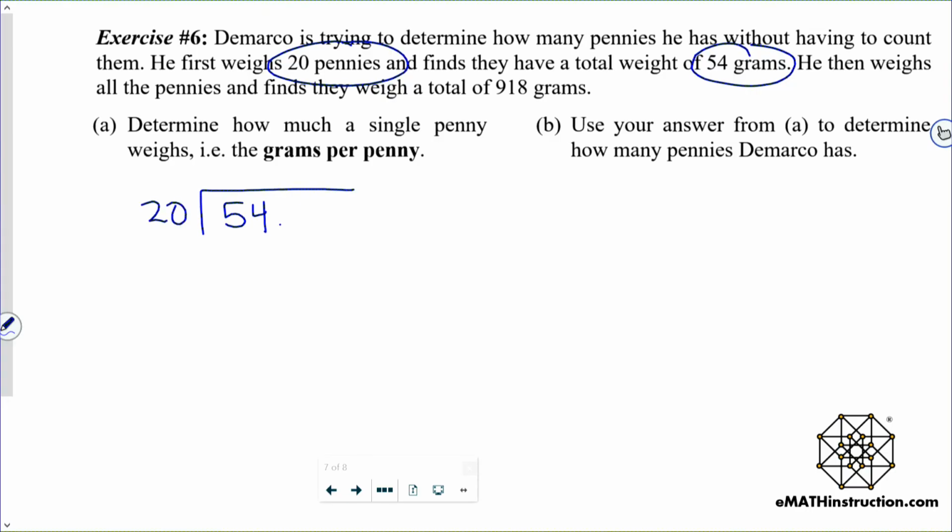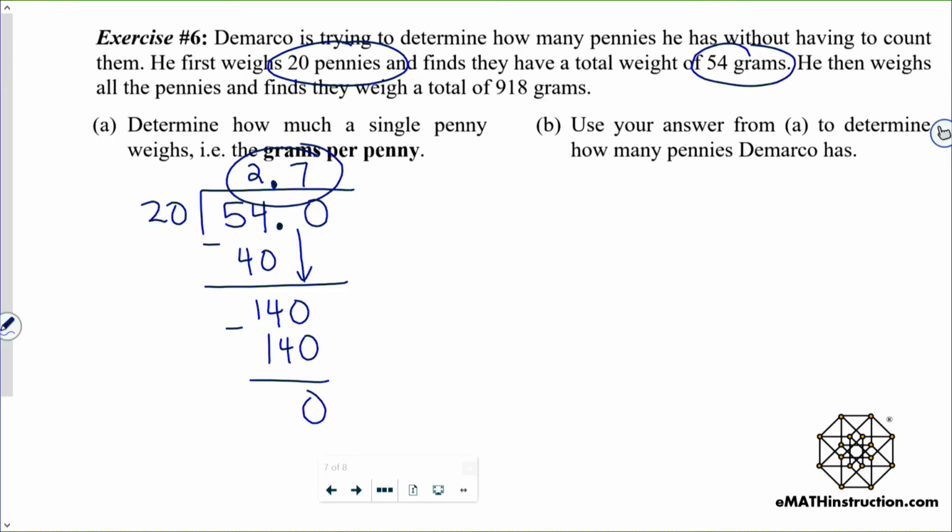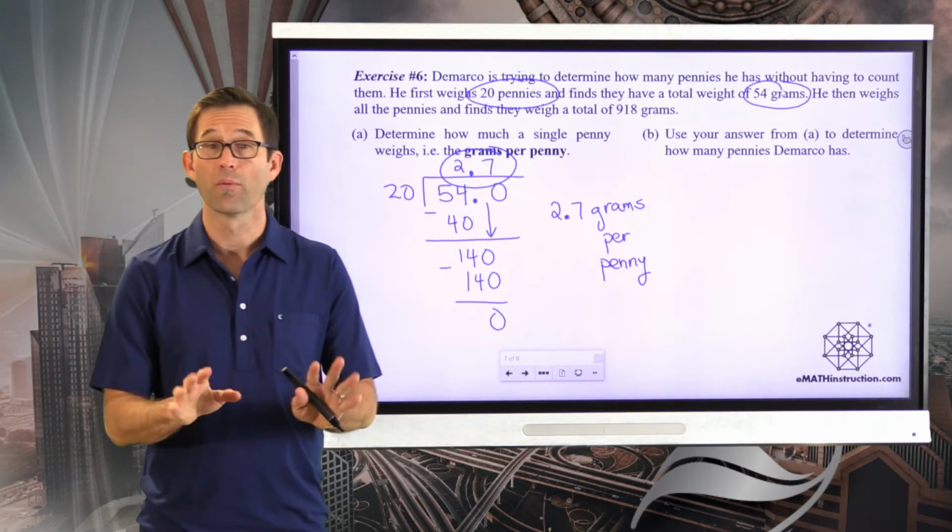So for our first place with decimals, I'm going to put a little 0.0 there. 20 goes into 54 2 times. That leaves me with 40. When I do my subtraction, I'll have 14, and then I'll drop down a 0. And then 20 goes into 140 7 times. Subtract, and I get 0. So each penny weighs 2.7 grams. All right, 2.7 grams per penny.